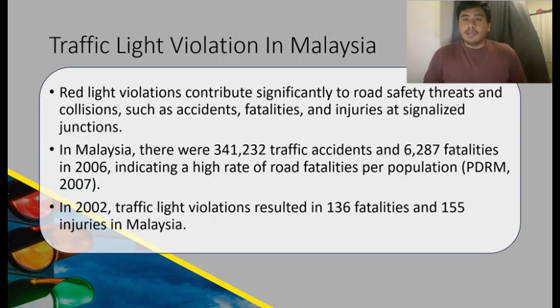Traffic light violation in Malaysia. First of all, red light violation contributes significantly to road safety threats such as accidents, fatalities and injuries at signalized junctions. In Malaysia, there were 342,000 accidents and 6,297 fatalities reported by the PDRM in 2006. In 2002, traffic light violation resulted in 136 fatalities and 155 injuries in Malaysia.